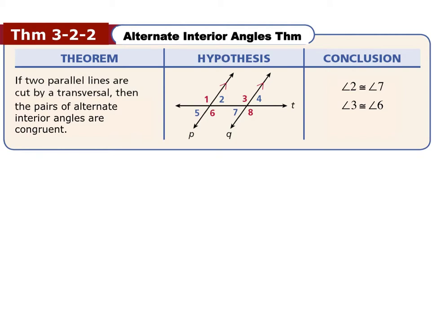Okay, the alternate interior angles in our picture are also congruent. Now, why is this one a theorem? What's different about a theorem compared to a postulate?